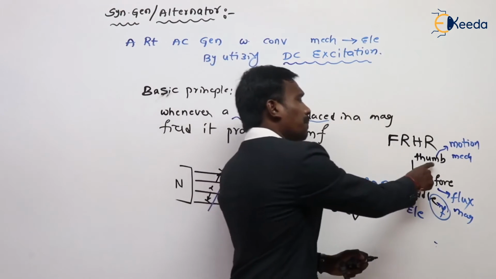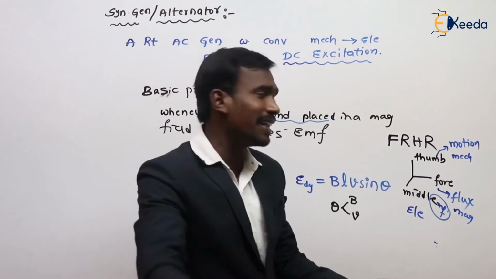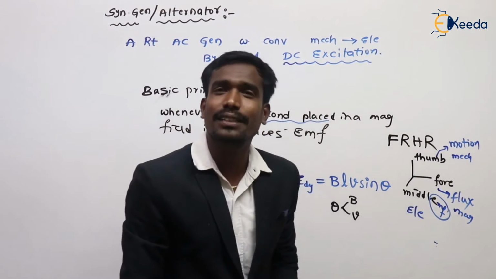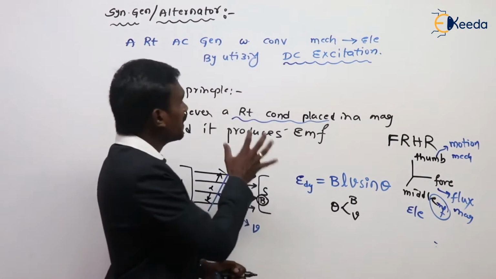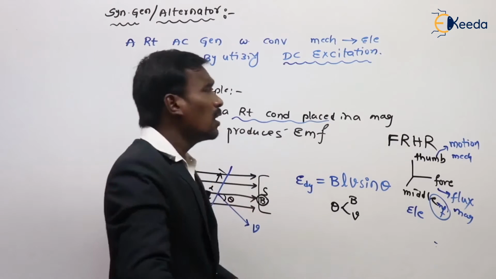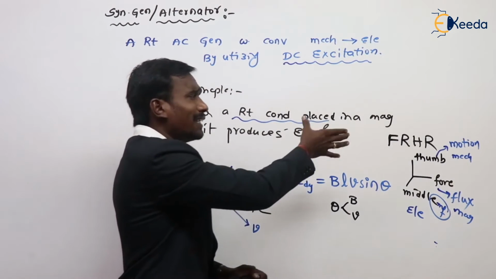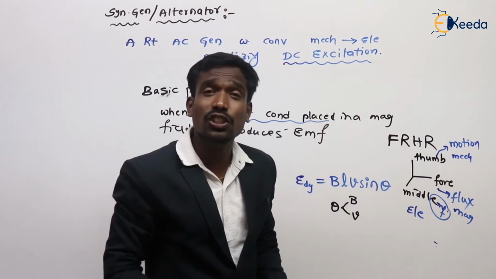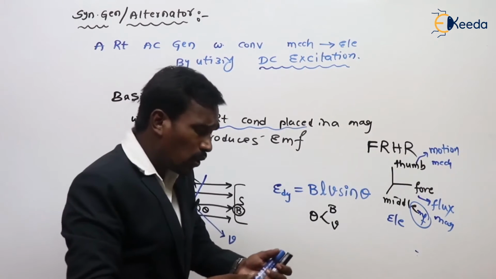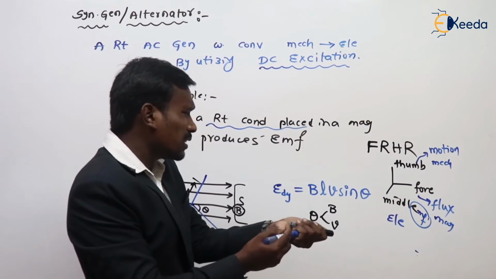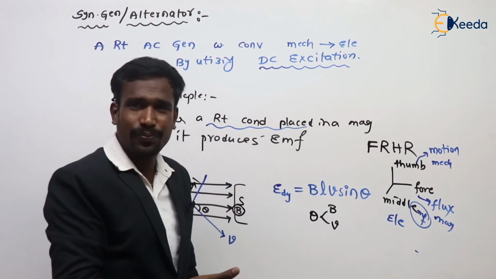So the thumb indicates motion of the conductor, the forefinger indicates flux direction, and the middle finger indicates EMF direction. So this is the basic principle of my alternator. One is the basic principle and its magnitude of induced EMF, and next is the direction of induced EMF. Okay. So we discussed dynamically induced EMF or induced EMF.